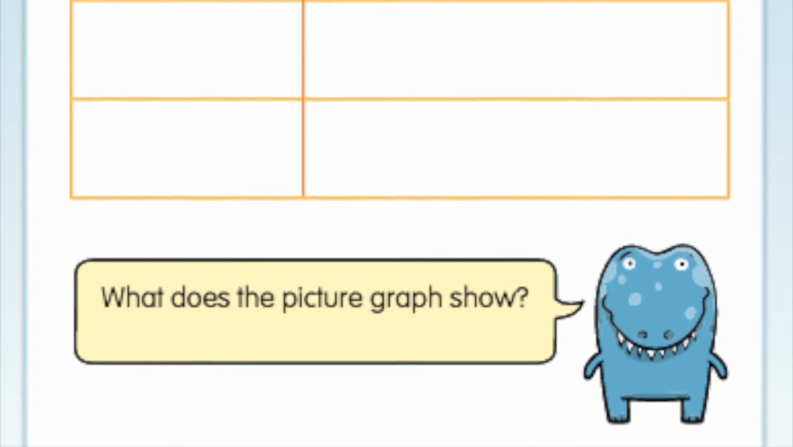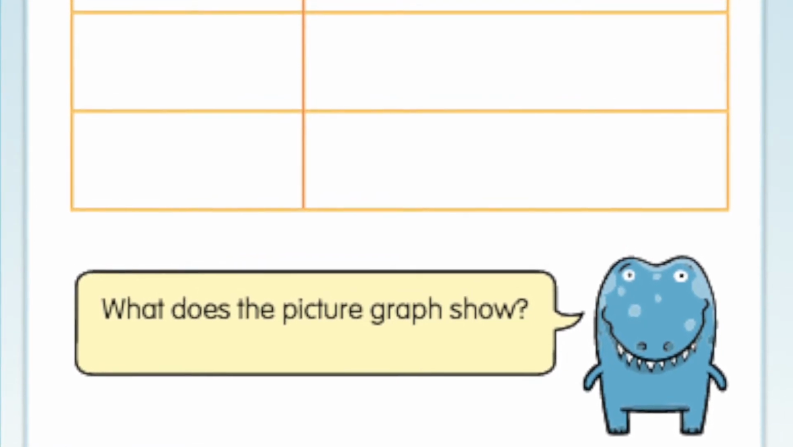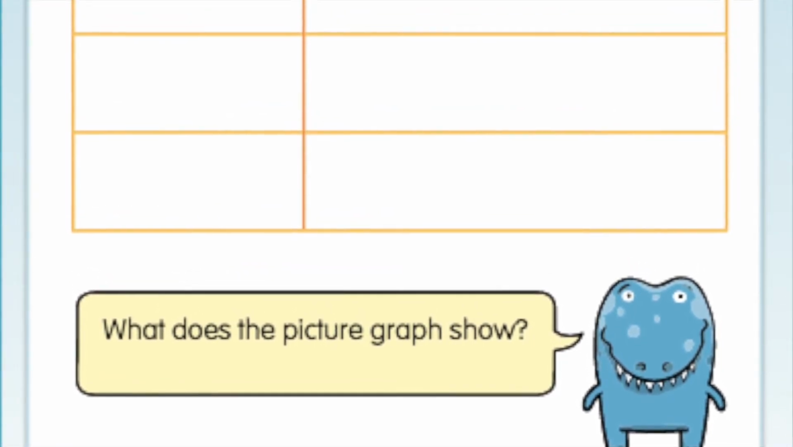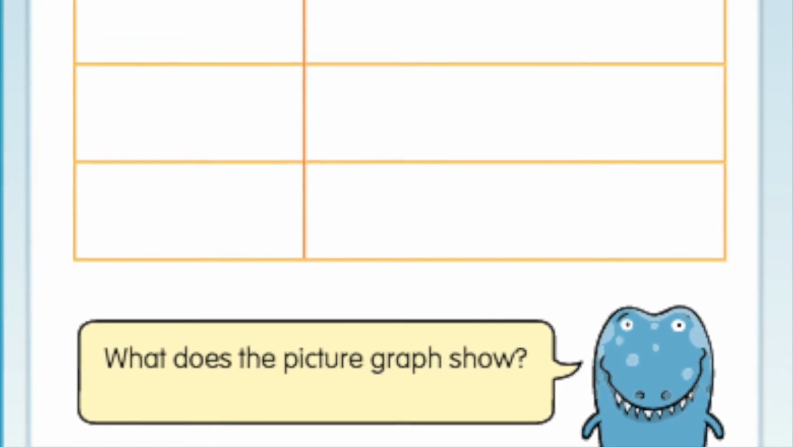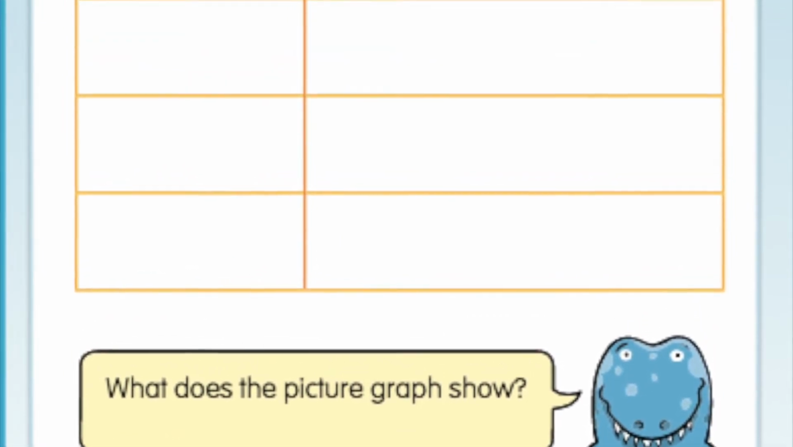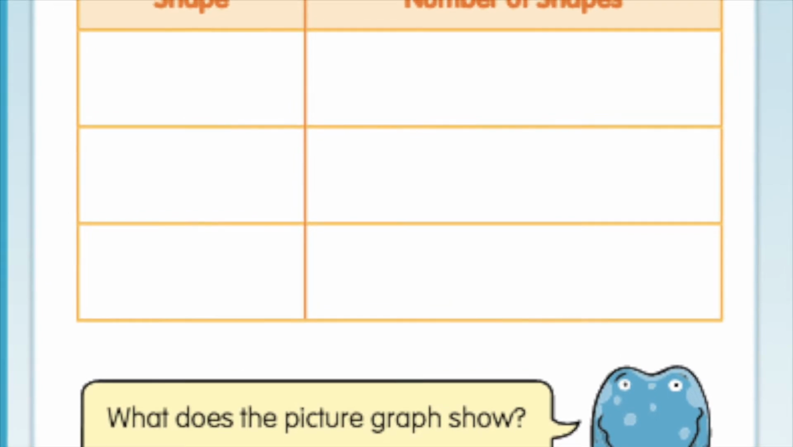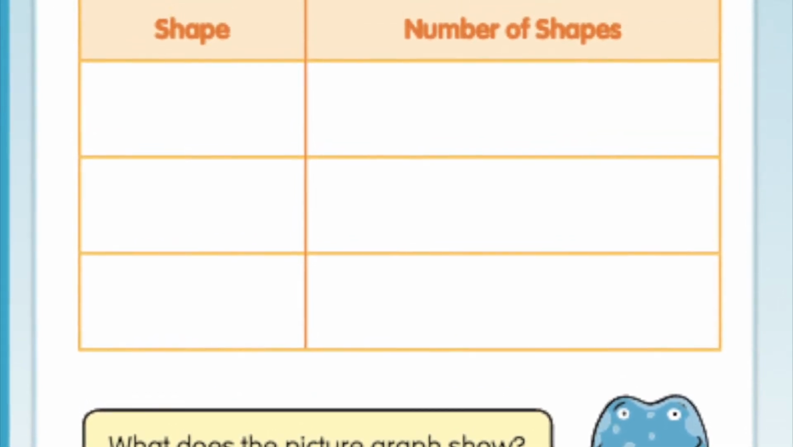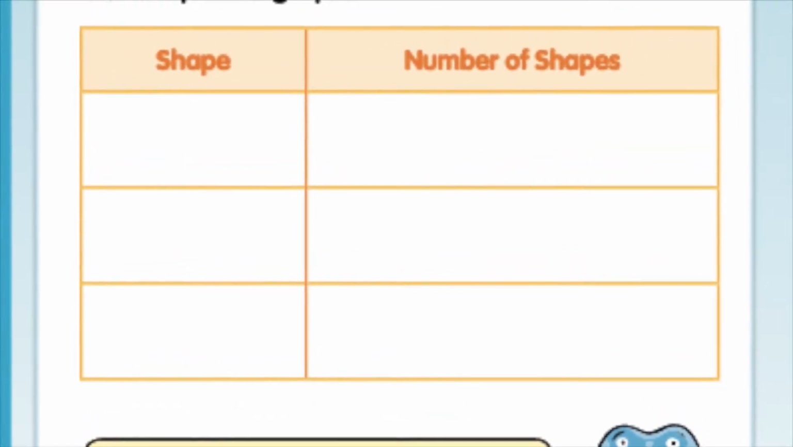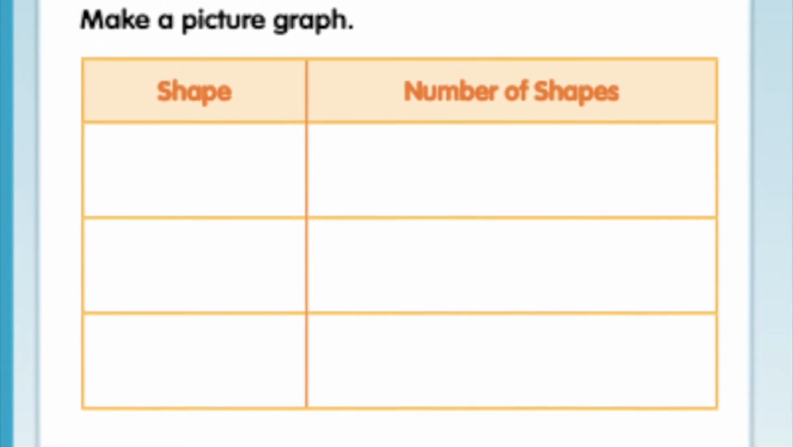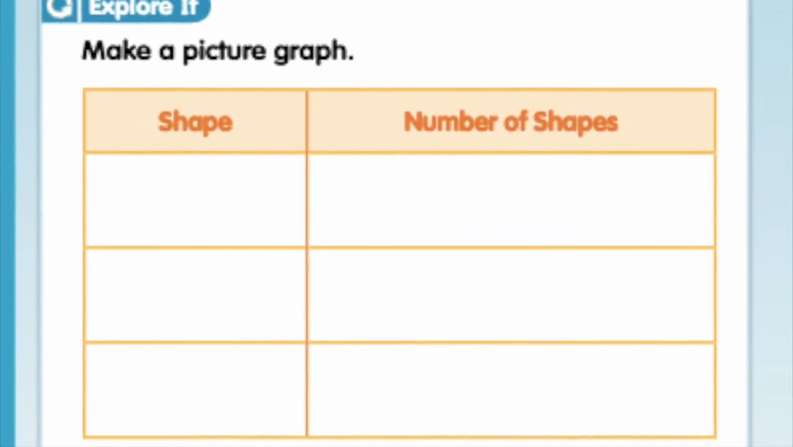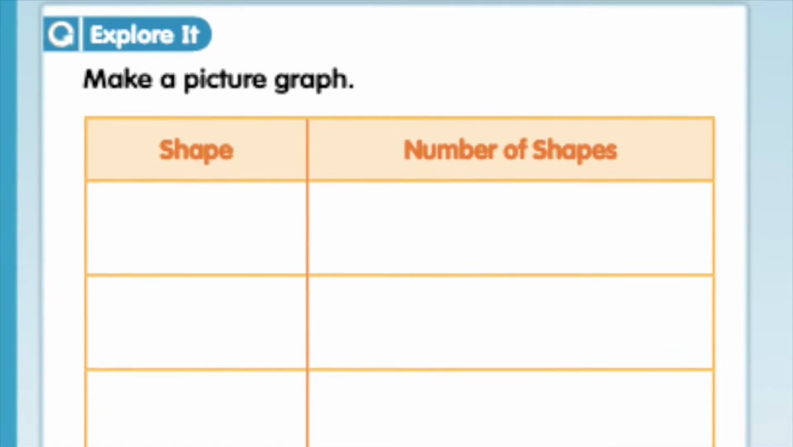This week, we will compare data using graphs. The first thing that I want you to notice is the column headings. Under the first column, you will see the word shape. That's where we will write the names of the shapes that we see. The second column heading says number of shapes. This is where we will draw the shapes that we see when we are counting.